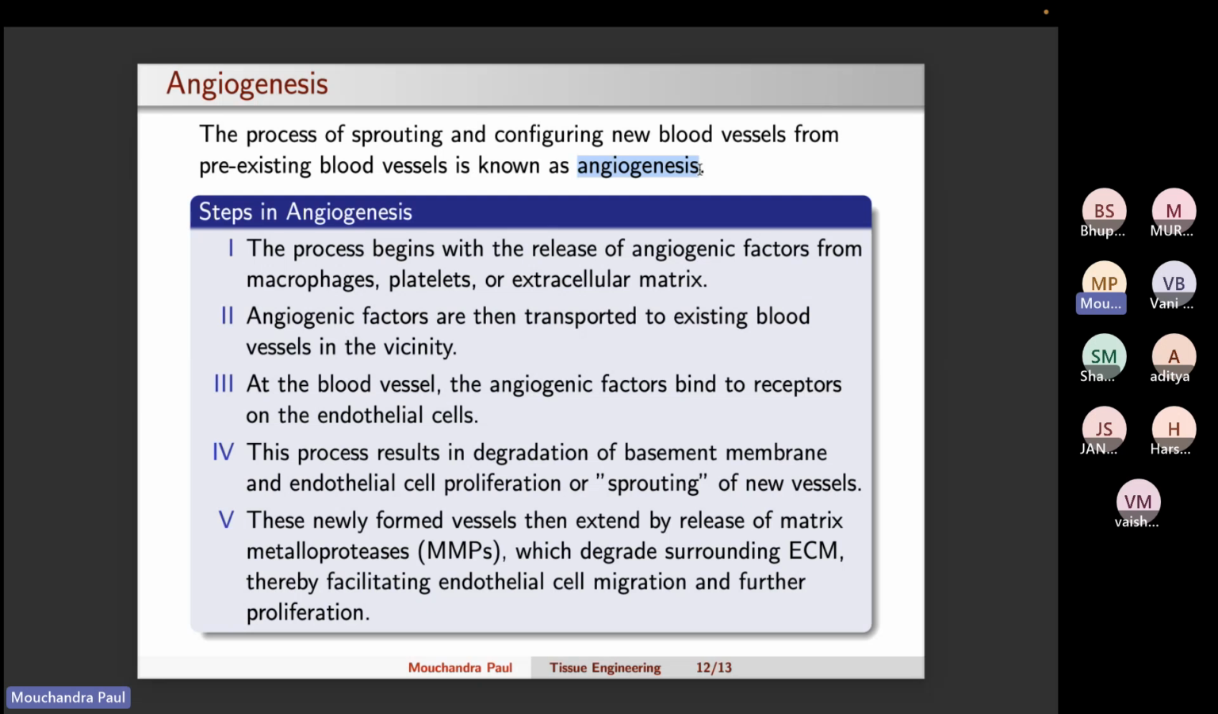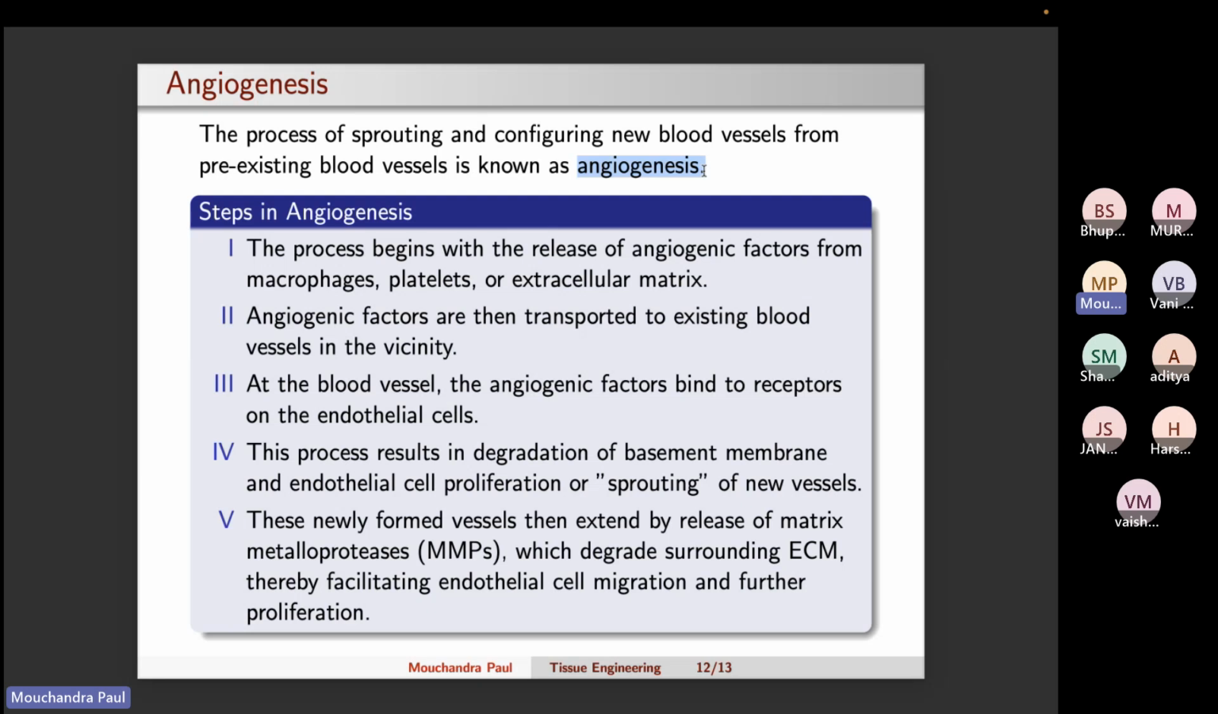It also happens during tumor growth, right? So how is the tumor getting nutrients? It actually tries to trigger the process of angiogenesis so that it can get a supply of blood vessels from the surrounding blood vessels in the healthy tissue. So angiogenesis also happens during tumor growth.